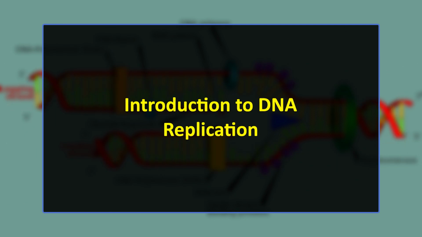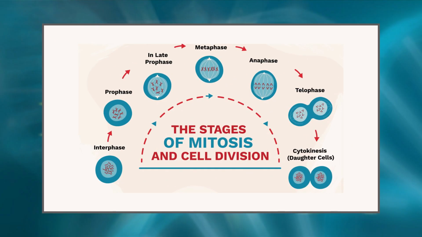Dear students, first of all, we will start with the introduction to DNA replication. The cell cycle or cell division cycle is the series of events that take place in a cell that cause it to divide into two daughter cells. It is one of the most remarkable and important processes that is happening within any living organism.